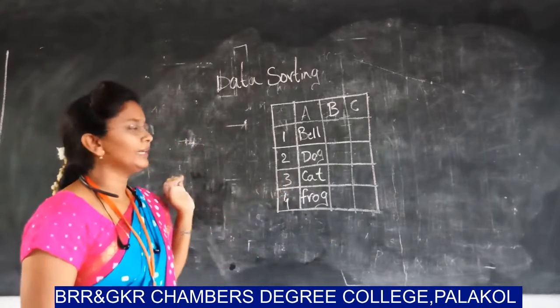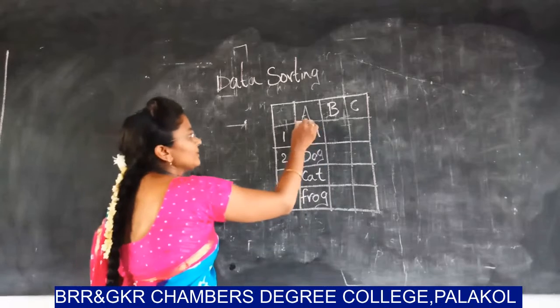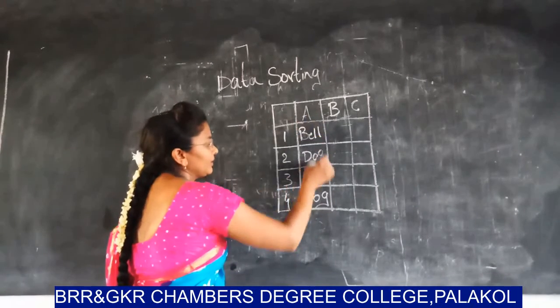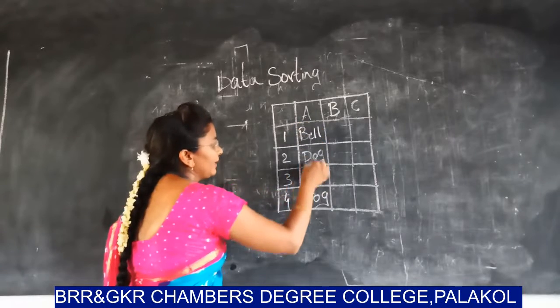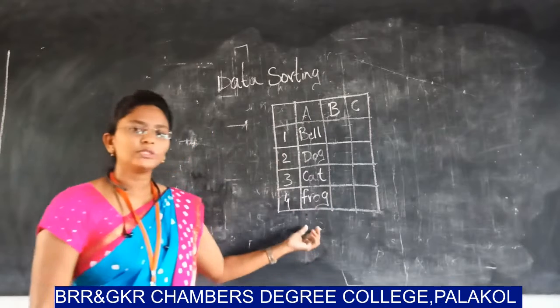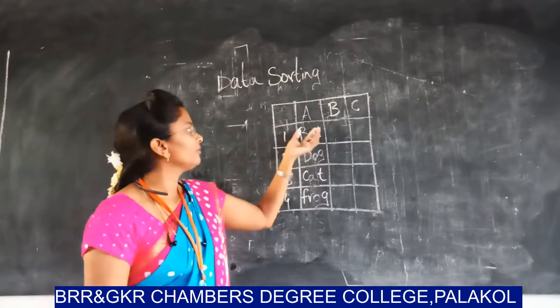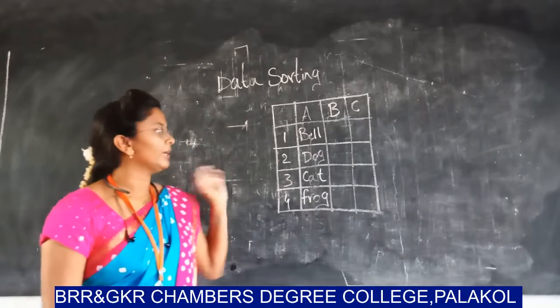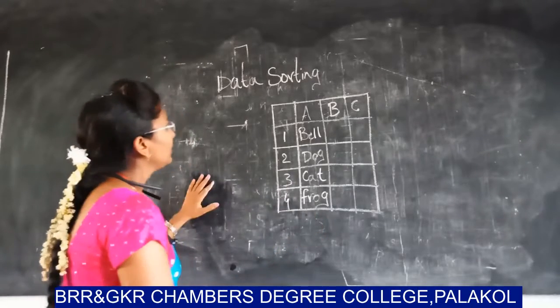After entering the data, first of all I have to select the data. From A1 to A4 I have to select the data. Clicking on the A1 cell and dragging in the downward direction, automatically the data from A1 cell to A4 cell will be selected.